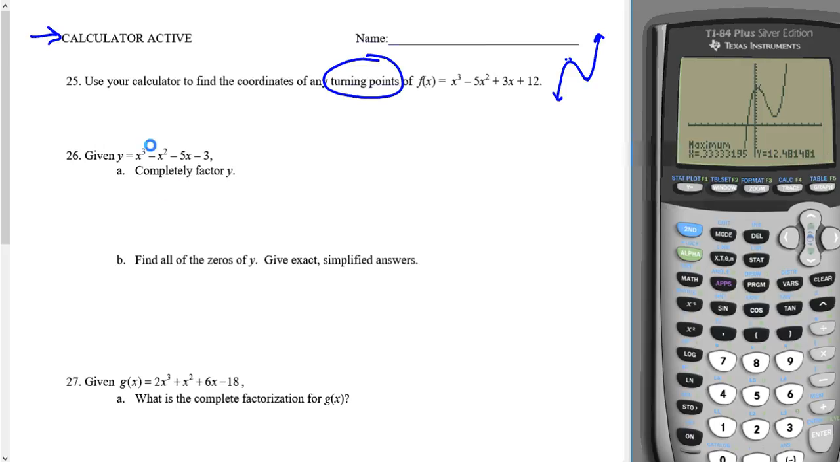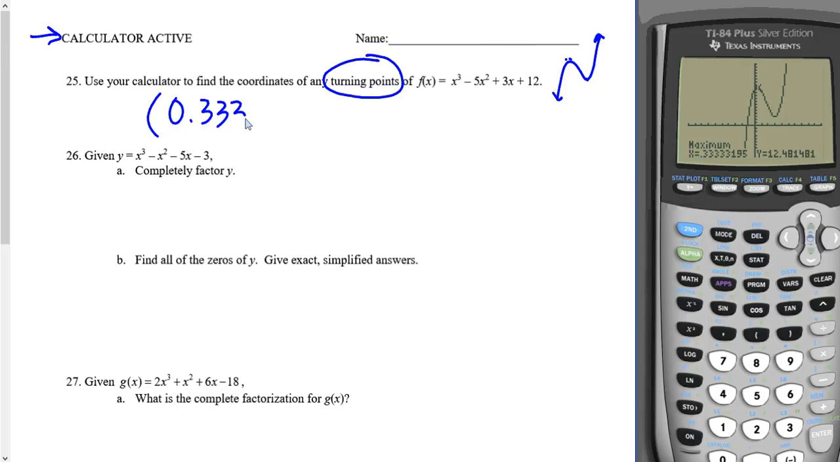So I'm going to just write that down over here. 0.333. I'm going to truncate to 3 places after the decimal. So I'll just stop writing down after 3 places. I will not round.